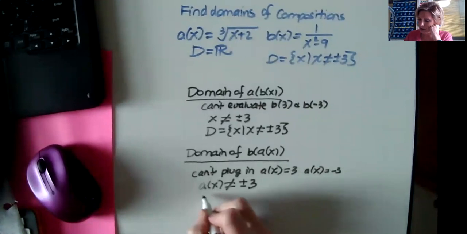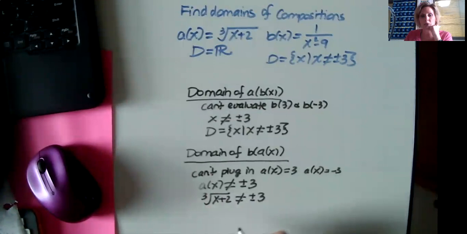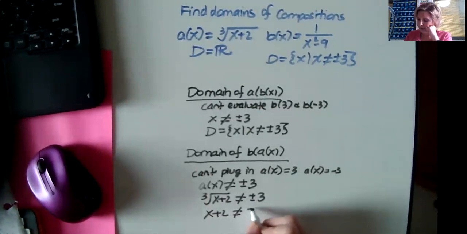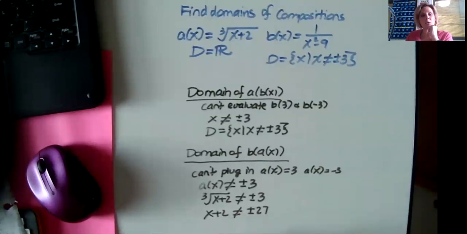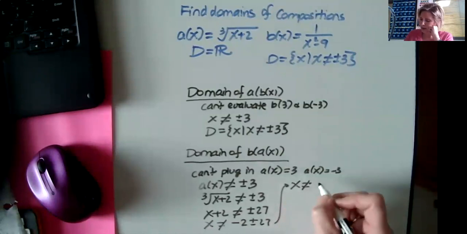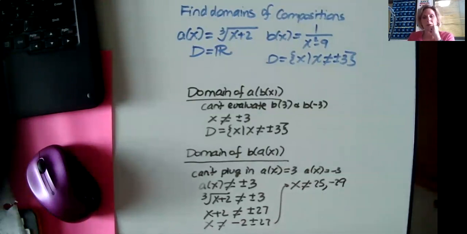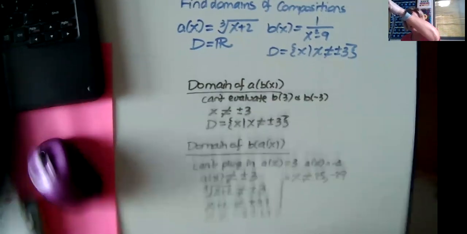Well, a of x is the cube root of x plus 2. That cannot be plus or minus 3. So cubing both sides, x plus 2 cannot be plus or minus 27. So subtract 2 from both sides. This is telling me that x cannot be negative 2 plus 27 and negative 2 minus 27. And you might be going, what? That doesn't make sense. So think about it, guys.